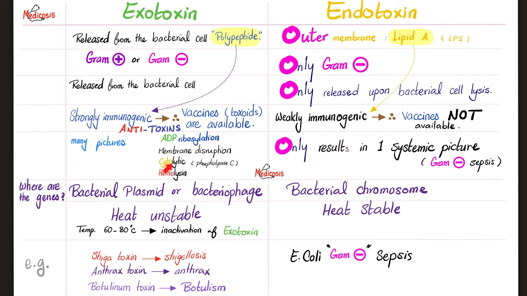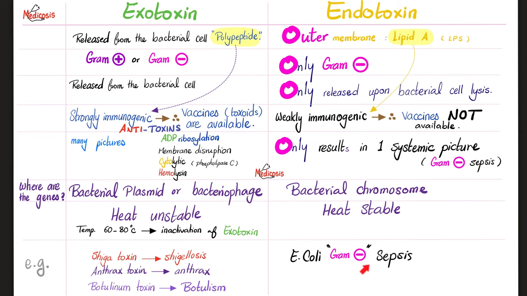Exotoxins have many different pictures and many different mechanisms, but endotoxin, only one freaking picture of the gram-negative sepsis. Who coded for this? The bacterioplasmid or bacteriophage? But since the endotoxin is part of the bacteria itself, it has to be the bacterial chromosome itself, the big boss. Exotoxin, fortunately, is heat unstable. Heat is gonna kill it. Therefore, heat the tuna before you eat it, when in doubt. When in doubt, boil it out. But the endotoxin is heat stable. Examples of exotoxins are here. Example of endotoxin is here.